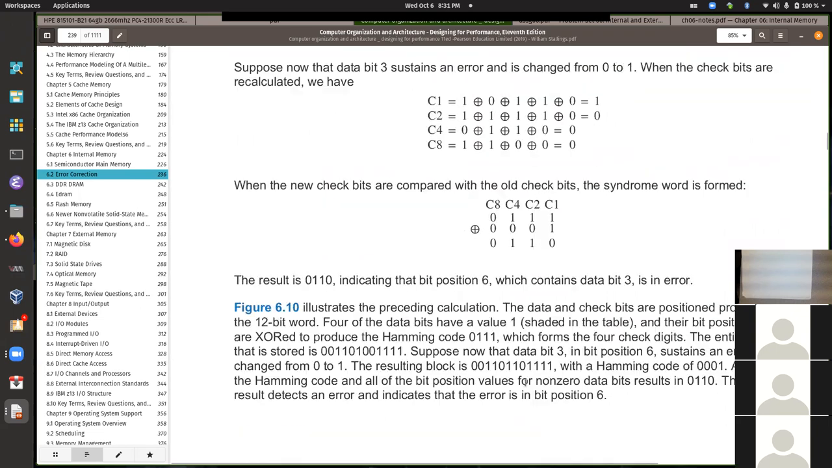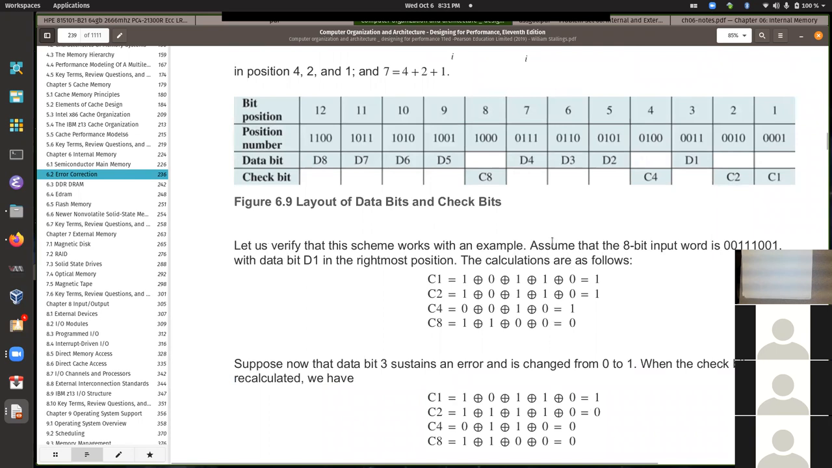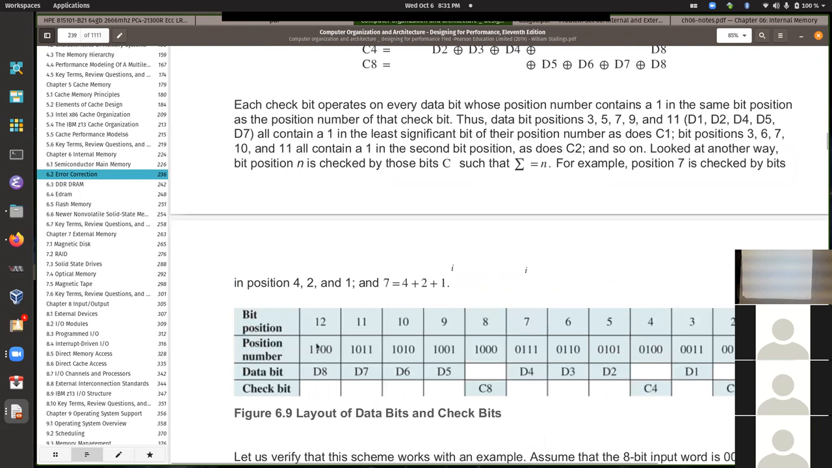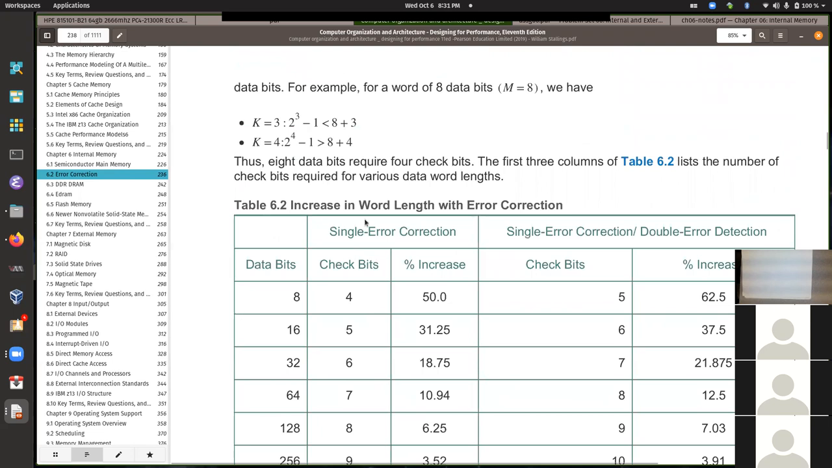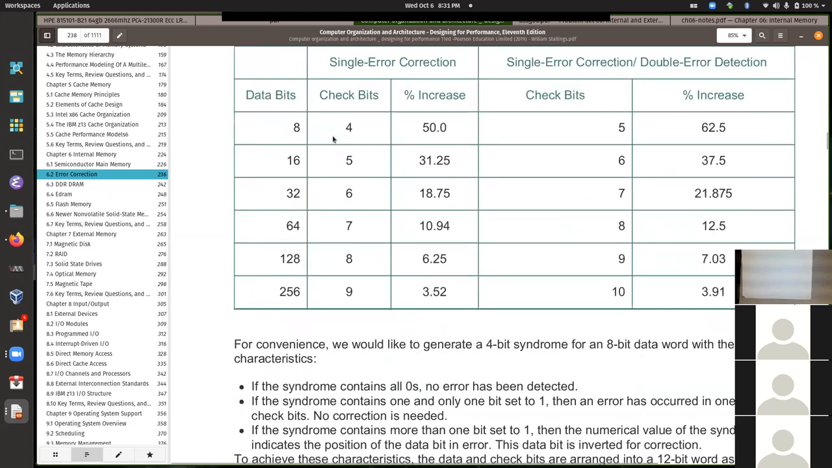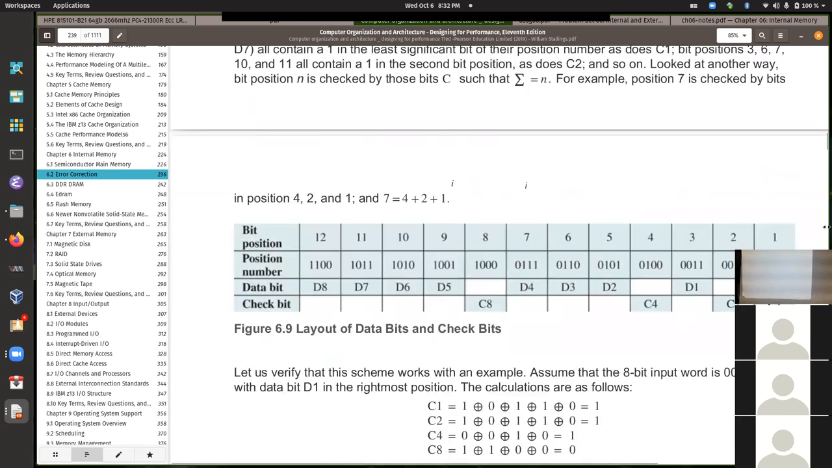So for the example, I'm going to work through this once and then maybe make up an example or two. Let's work through the example from the textbook of how this works. Here we're using 8 data bits. If we've got 8 data bits and we want to do single error correction and detection, we need 4 check bits. So we need at least 12 bits to implement the Hamming code for single error correction and detection. That's why we've got 12 bits here.